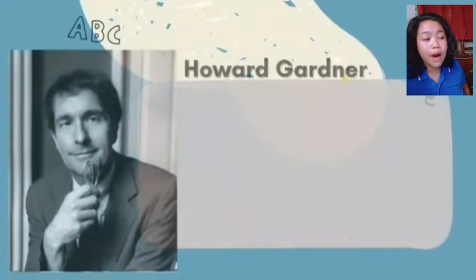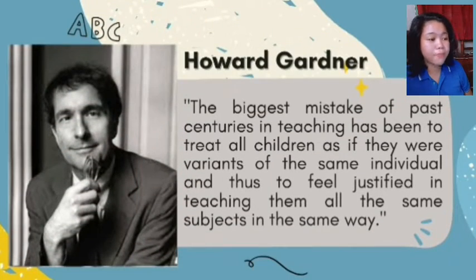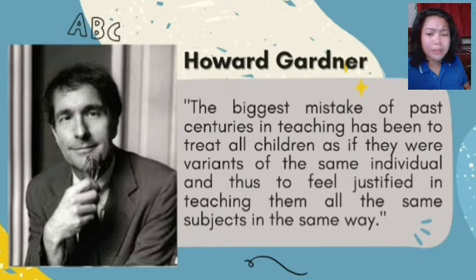According to Howard Gardner, the biggest mistake of past centuries in teaching has been to treat all children as if they were variants of the same individual, and thus to feel justified in teaching them all the same subjects in the same way. We know that there are varieties of students in a classroom, which is observable. As a student, I can see it. When I compare myself to my classmates, there is a difference. They have abilities that I don't have, and I have abilities that they don't. That is why I totally agree with Mr. Howard Gardner that it is the biggest mistake to treat all students the same way.